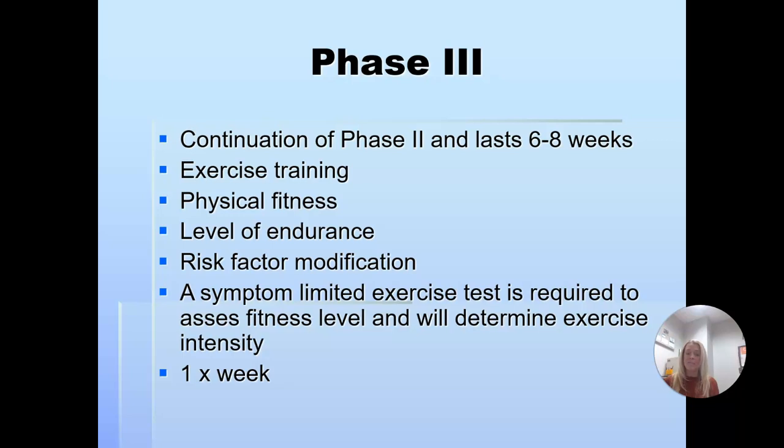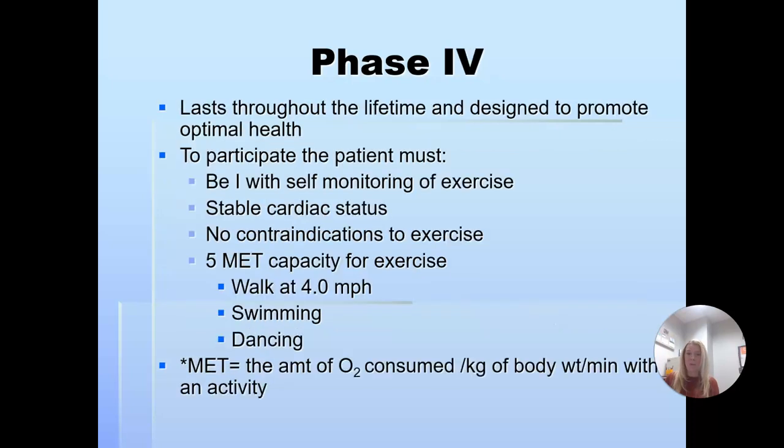If the patient develops any symptoms during this time, we will cease strengthening exercise. So again, a symptom-limited exercise test will be done, again, hopefully much before they start this phase. This phase usually is 1 time per week in therapy. They will continue to do exercises on their own at home or at a gym. Phase 4 then lasts throughout the lifetime.